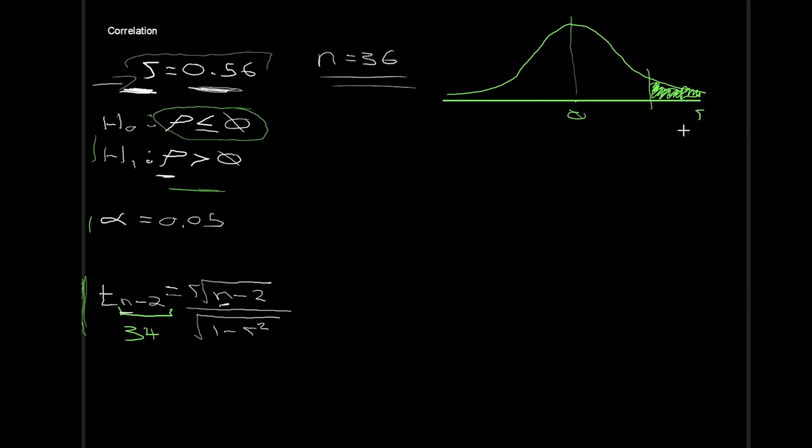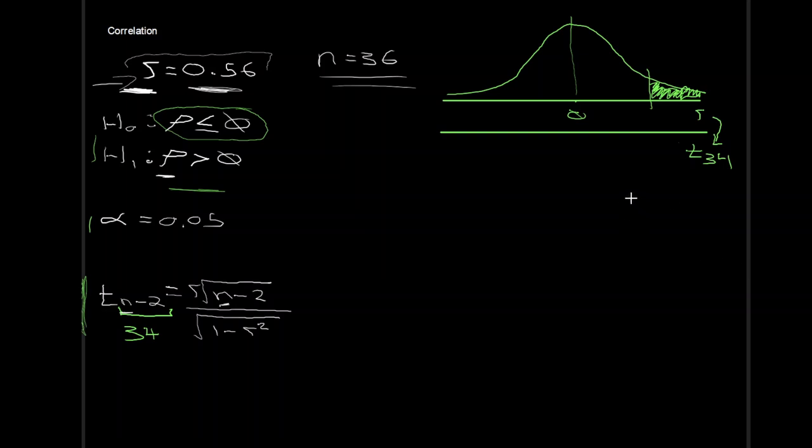Sorry, I keep saying rho. This is our sample correlation, this is just R. My apologies, that's pretty sloppy on my side. Rho is the population parameter. R, our sample statistic, is what we're dealing with here. So we can't deal with R itself. We have to standardize it, and in this case, we're going to standardize it to our T34.